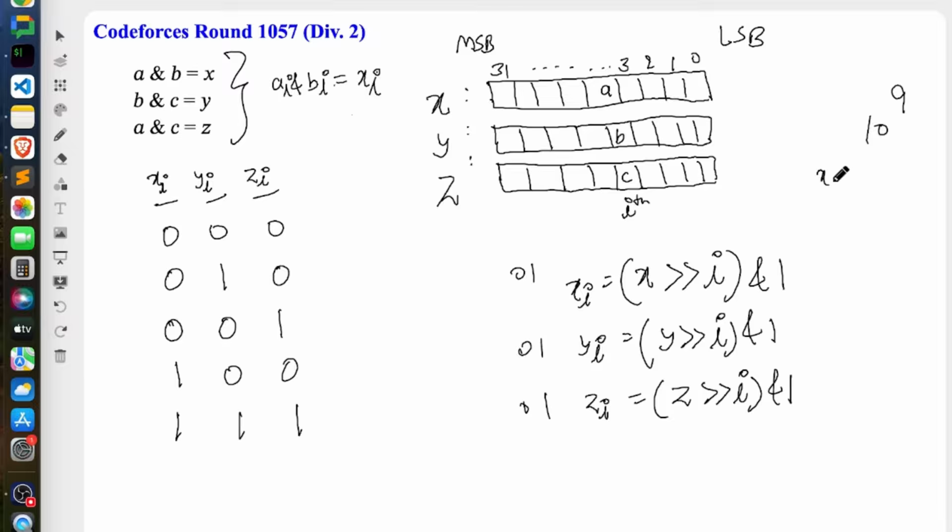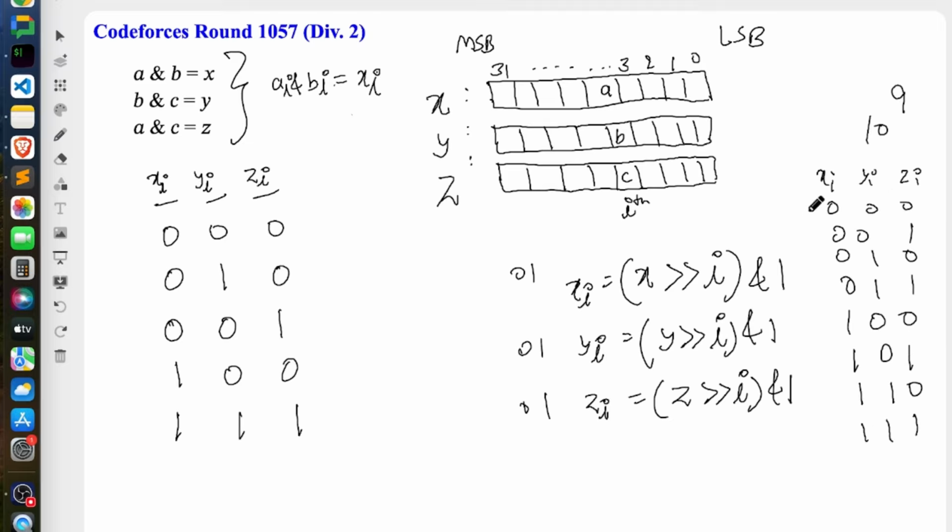So let's say this is xi, yi, and zi. So there are 0 0 0, 0 0 1, 0 1 0, 0 1 1, 1 0 0, 1 0 1, 1 1 0, 1 1 1. So a total of 8 possible combinations, right? Out of these 8 possible combinations, only these 5 are valid. Only these 5 are valid combinations.